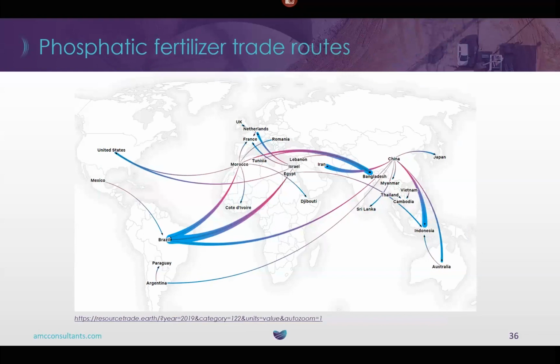Phosphate in and of itself has numerous supply routes. I would refer anyone looking at supply chains to this website. It goes through a whole lot of other things. It's not just phosphate and fertilizers. You can look at various metals, minerals, and other commodities coming through.